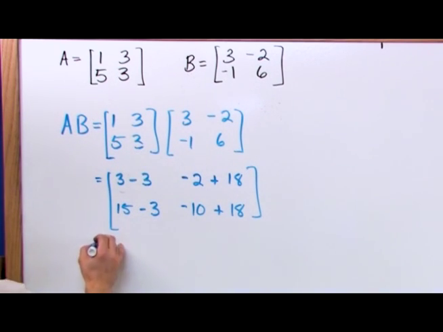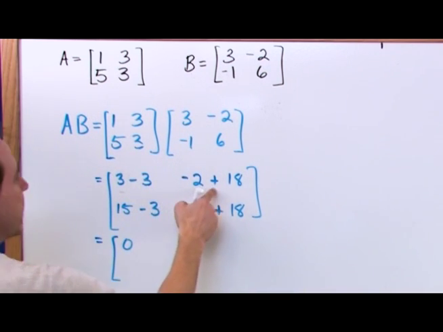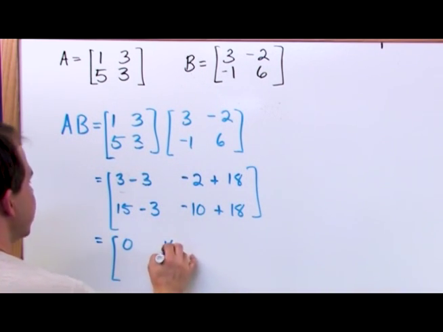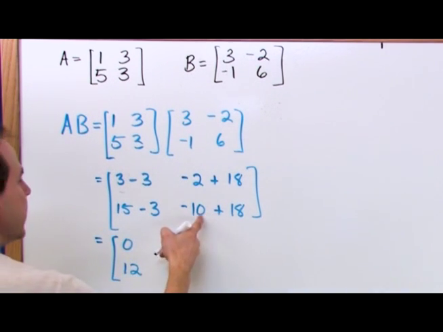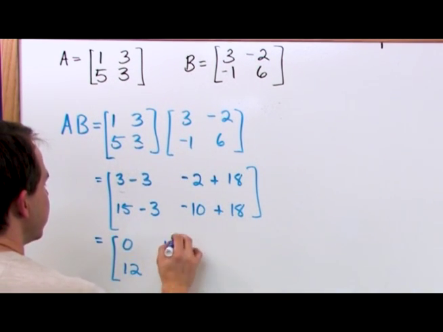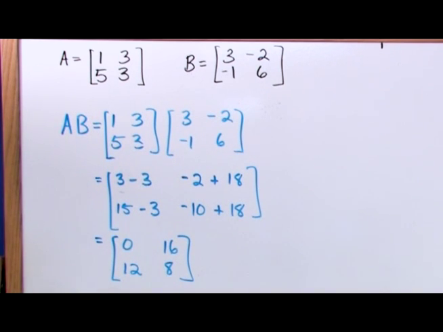So when you finish the simplification here, 3 minus 3 gives me 0. -2 plus 18 gives me positive 16. 5 minus 3 gives me 12. And -10 plus 18 gives me 8. So I should end up with 0, 16, 12, and 8. That is matrix A times matrix B. You get a 2 by 2 matrix out of it, and this is the product of those two things.